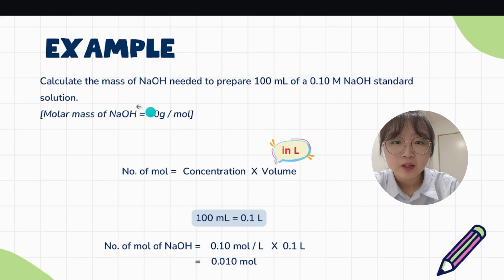So the question is, calculate the mass of NaOH needed to prepare 100 ml of a 0.10 M NaOH standard solution. So first, we need to find the number of moles. Do you still remember the formula? The number of moles equals concentration times volume. When we substitute the values given into this formula, we will know that we need 0.010 moles of NaOH.